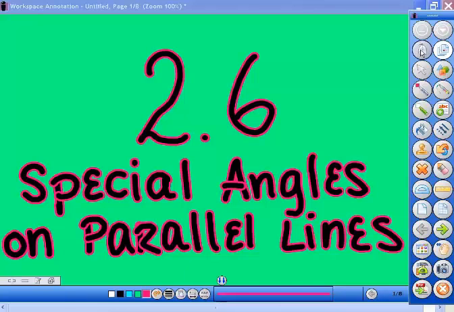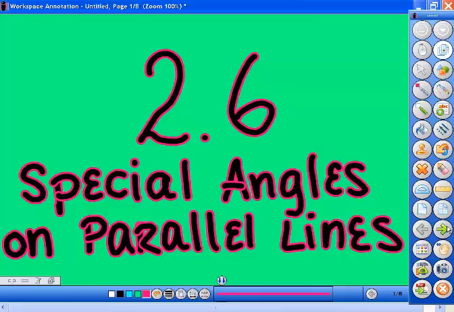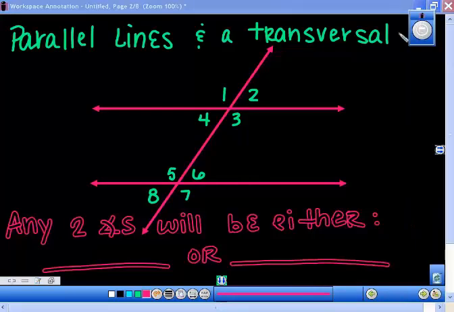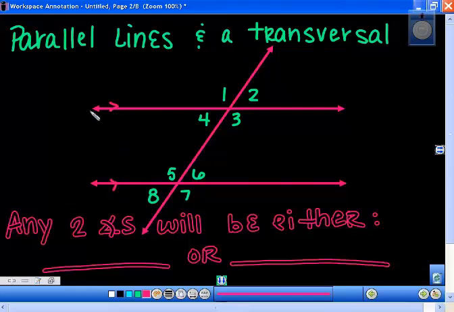2.6, which is special angles on parallel lines. Anytime you have two parallel lines, they should be marked with arrows, or you could be told that the lines are parallel. For instance, if this was called line L and line M, they might tell you line L is parallel to line M. Or they can have the arrow markings.